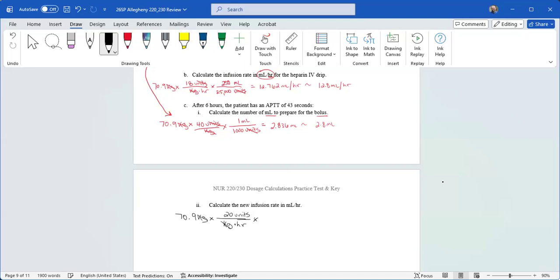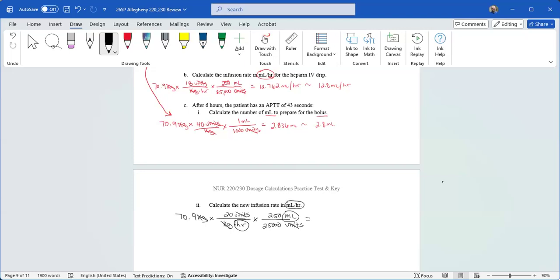So we get rid of kilograms. And again, we don't want units per hour, which is what we're currently in. We want milliliters per hour. So I want to get rid of units in exchange for milliliters. My IV tells me I have 25,000 units in 250 milliliters. So I'm canceling out units. Before I do any math, I'm left with milliliters per hour, which is exactly what I want because that's what it tells me to calculate.